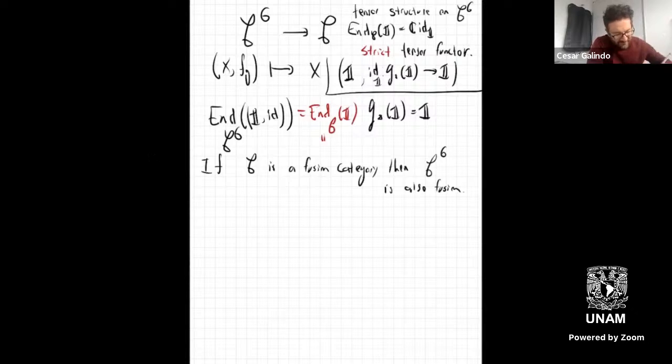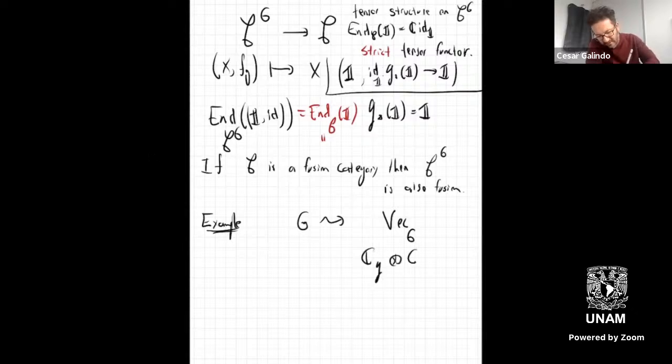Let me first present the following example. When you have a finite group, you can associate with this group the category of G-graded vector spaces, and it has a canonical monoidal structure. The simple objects are the one-dimensional vector spaces graded by the elements of your group. So if you take g and h, this is canonically isomorphic to gh.